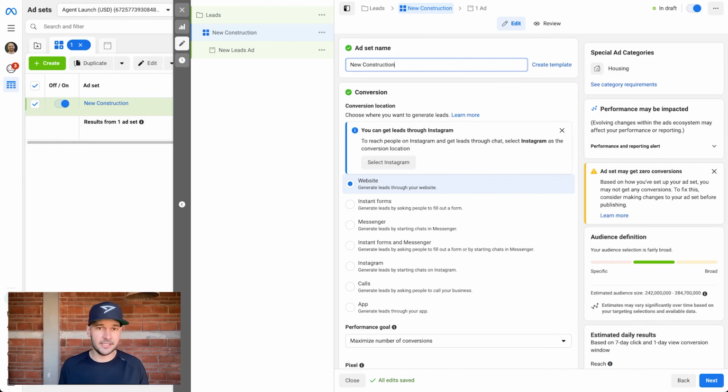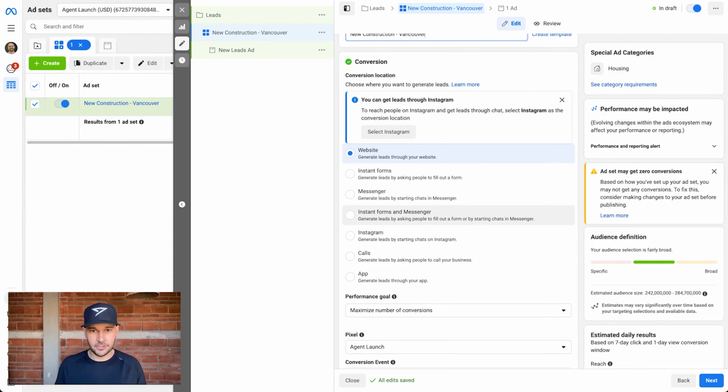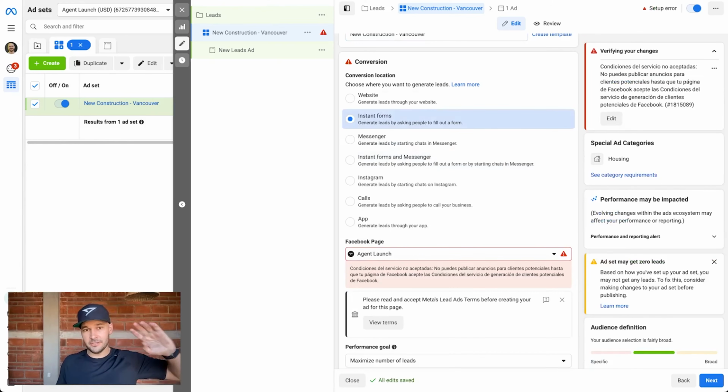But basically the ad set, we're going to call this new construction. Let's just say Vancouver, which is where I'm from. Basically, you're going to go down here and choose instant forms. So basically you have a few options here.